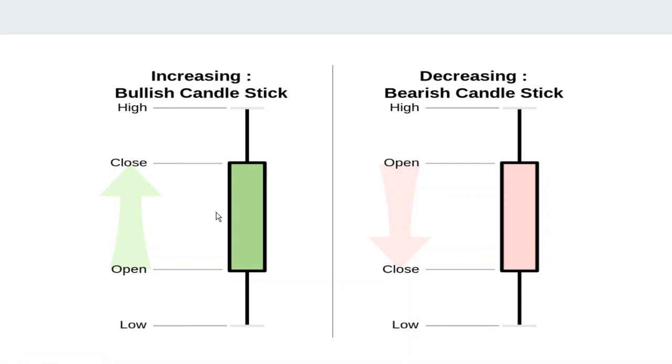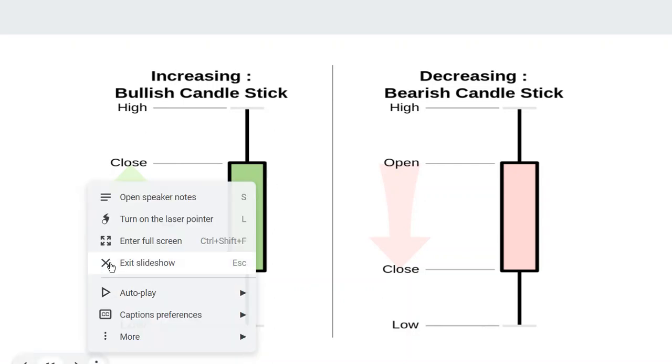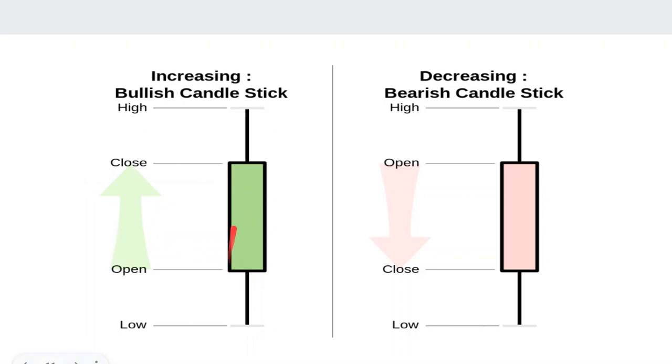For example, here in this green one, let me activate the laser. Yeah, here in this green candle, here is the price opens and here price closes. A green real body tells us that the close is higher than the open, since the top of the green real body is the session's close and the bottom of the green real body is that session's open.